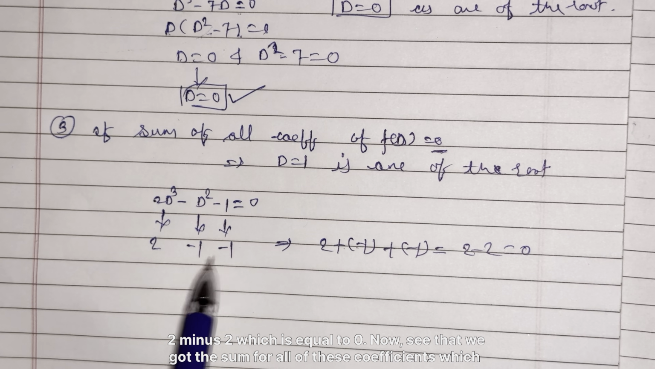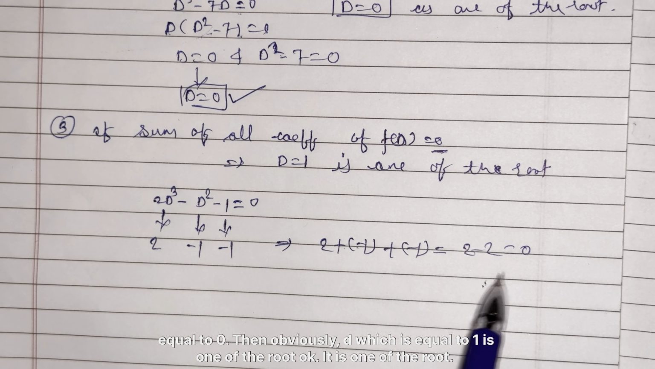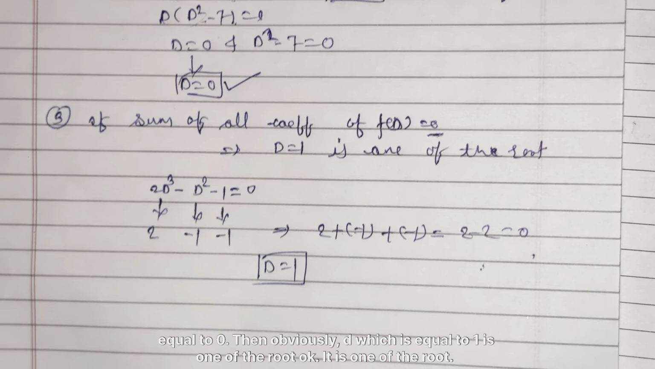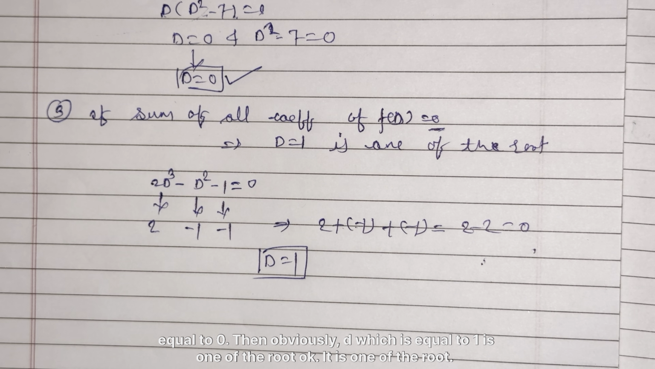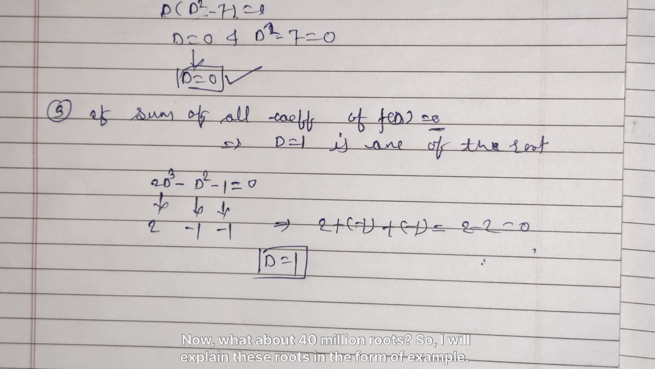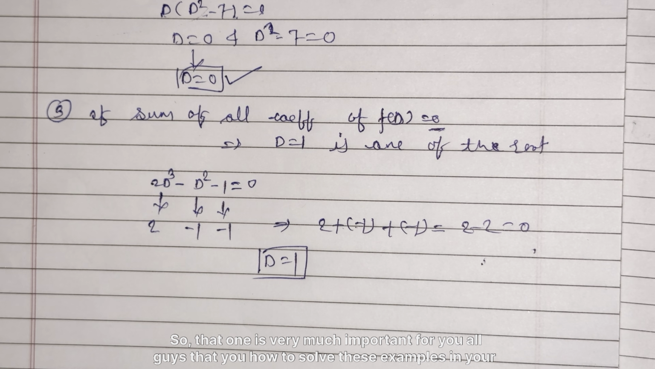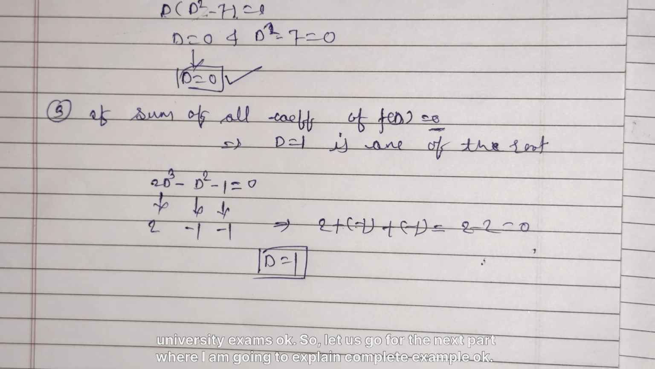Now see that we got the sum of all of these coefficients equal to 0. Then obviously d equal to 1 is one of the roots. Okay, it is one of the roots. Now what about the remaining two roots? So I will explain these roots in the form of an example, and then we go for finding the complementary function for our given linear differential equation. That one is very much important for you all guys, that you know how to solve these examples in your university exams. Okay, so let's go for the next part where I'm going to explain a complete example.